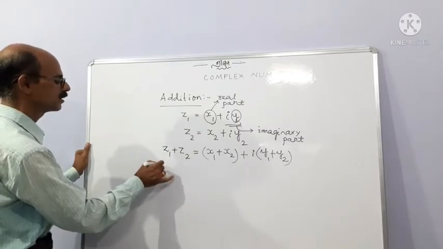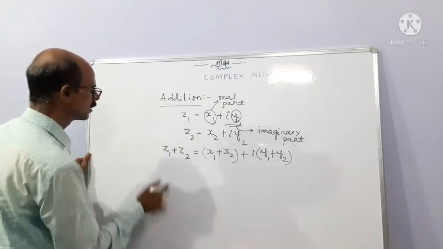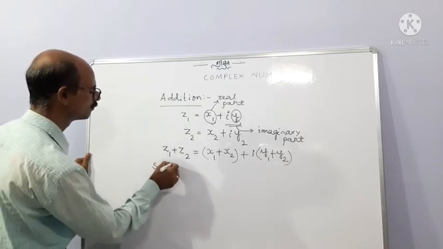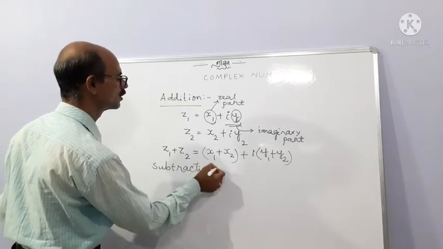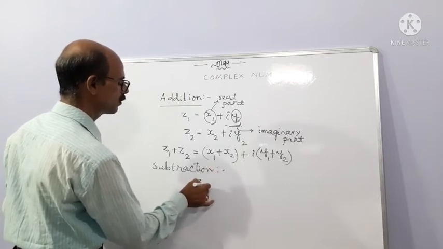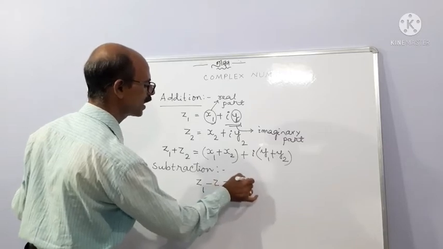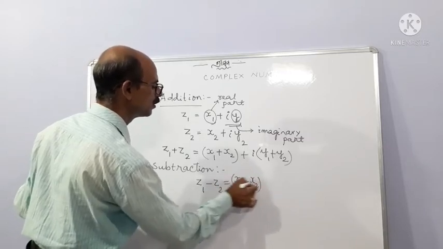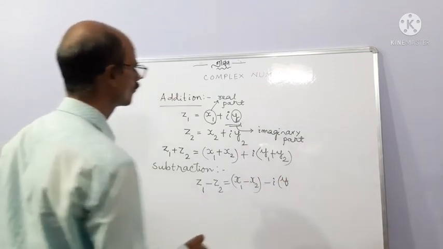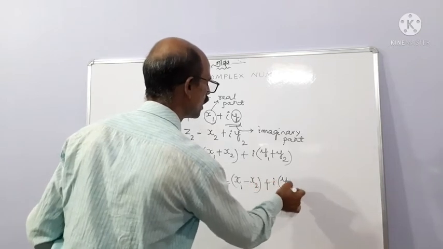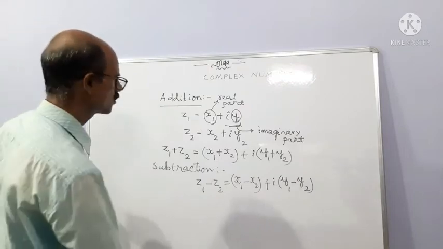Similarly, subtraction: z1 minus z2, we will have x1 minus x2 plus i into y1 minus y2, z1 minus z2.